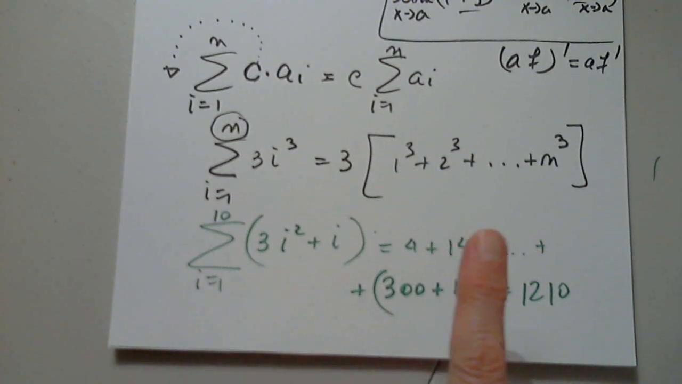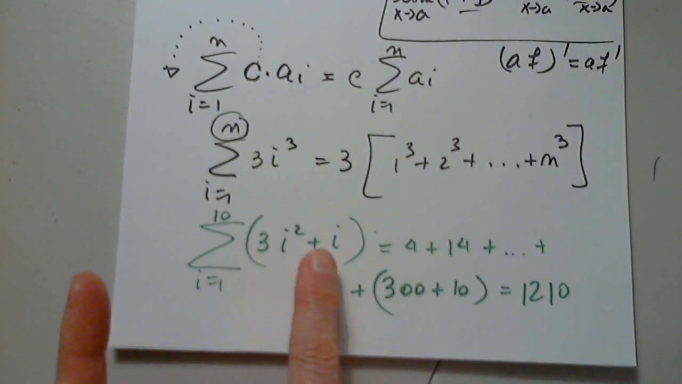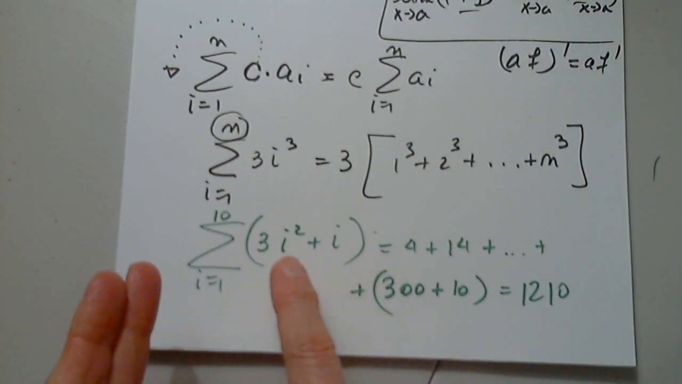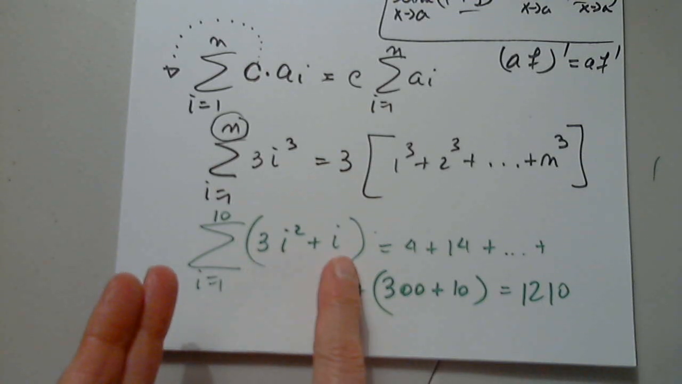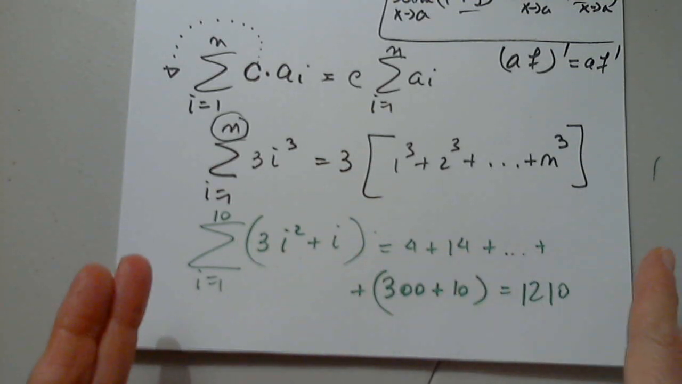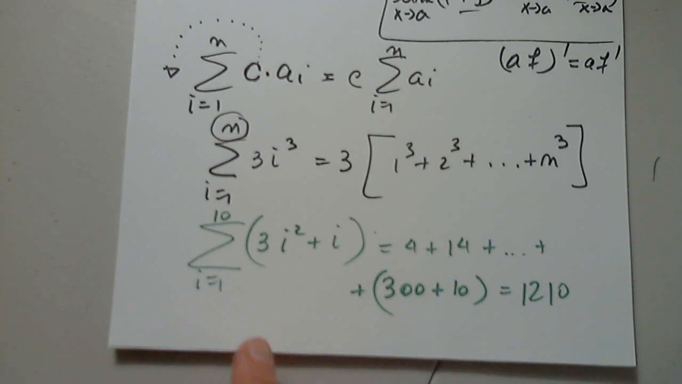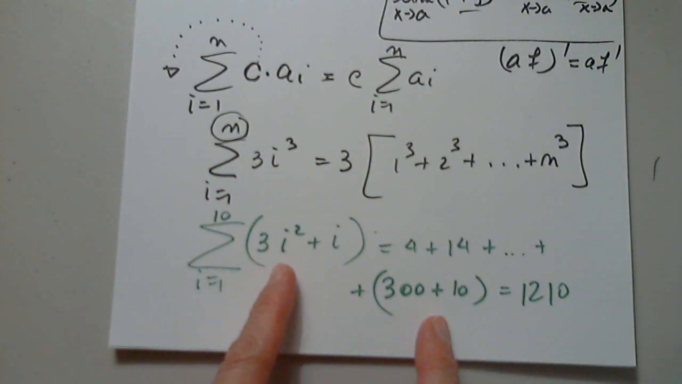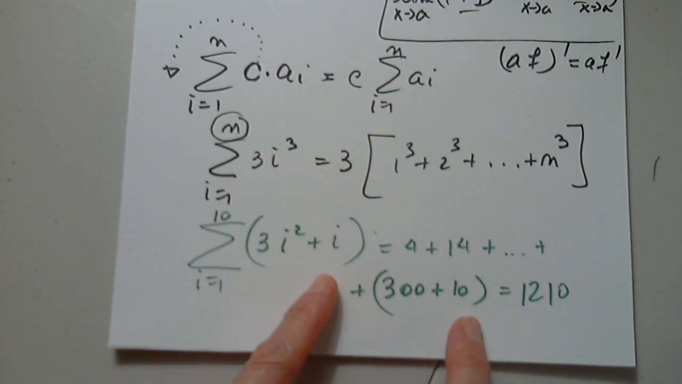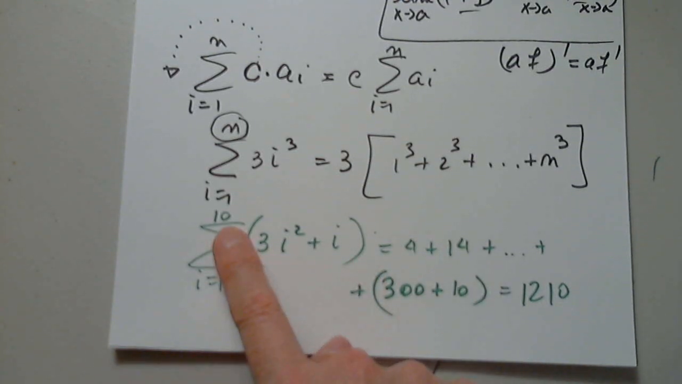So again, what does this mean? When I is 1, 3 plus 1 is 4. When I is 2, 4 times 3 is 12, 12 plus 2, 14, dot, dot, dot, and then I didn't want to calculate anymore, and I put in the last one, 3 times 100 plus 10. That's the last one with 10.